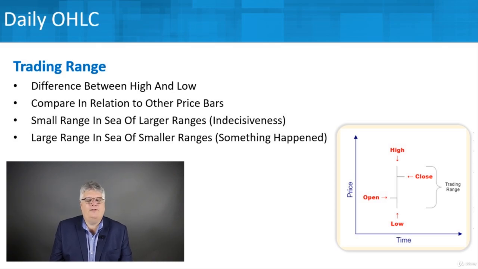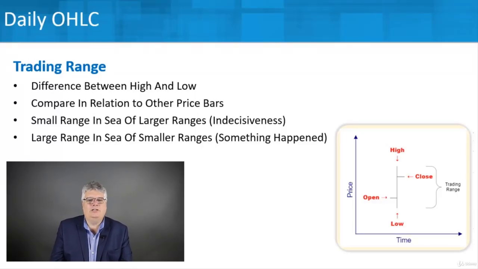And you can start seeing that if there's a small range in a sea of larger ranges, where all of a sudden the price bar you're looking at for the most recent day or time period, whatever that is, and well, it would be a day, you can see that maybe the ranges are getting smaller, then there might be some indecisiveness happening. They're trying to figure out, do we go higher, do we go lower, looking at that trading range.